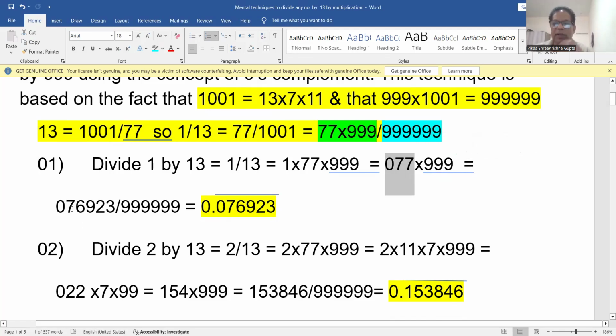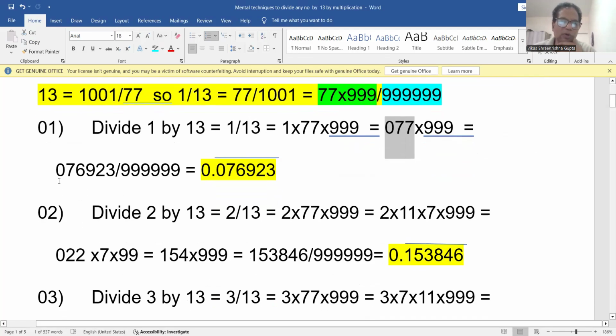What is the nines complement? Two numbers whose sum is 9 are called nines complements. So the nines complement of 076 is 923. You see, 0 plus 9 is 9, 7 plus 2 is 9, 6 plus 3 is 9. So 923 is the nines complement of 076. Then I finally divide by 999, and my answer is 0.076923.